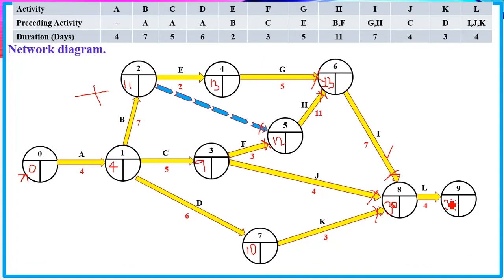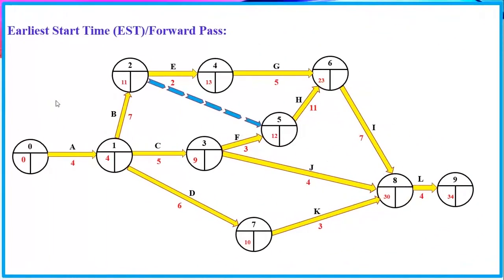And that way, we are done with the EST. That is, we have completed using forward pass to get the EST. As you can see, here is the diagram, and this is how it is going to look like once it is completed. We have the EST here is 0, here is 4, 11, 13, 23, all the way to 34. Again, you can look at that and see how the figures are represented there.